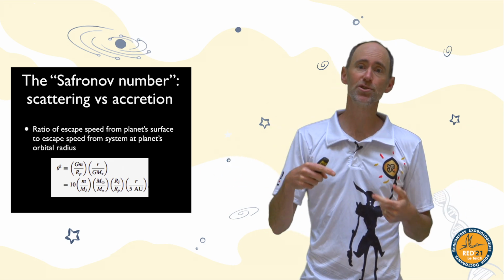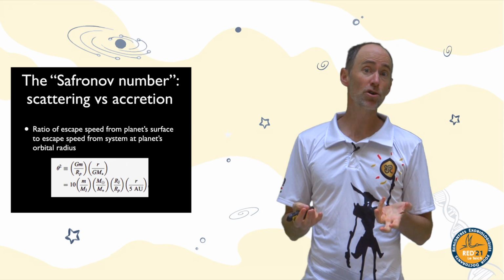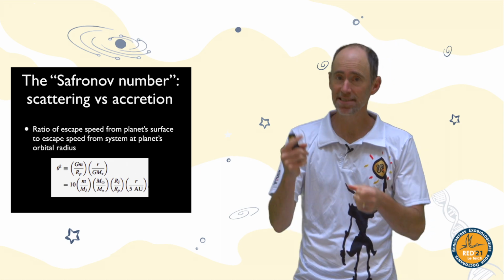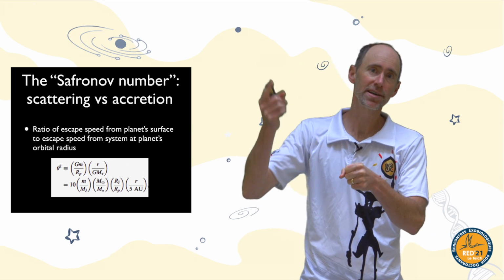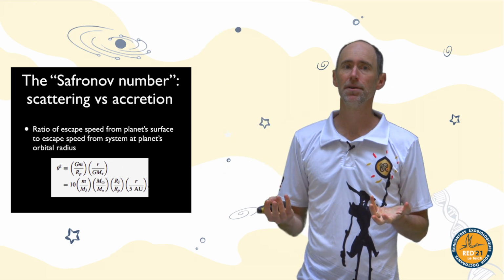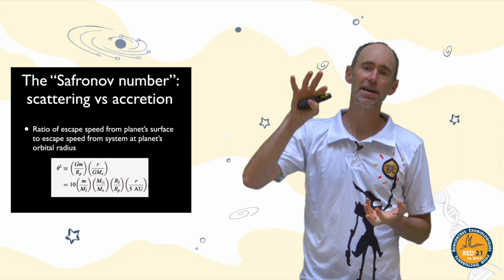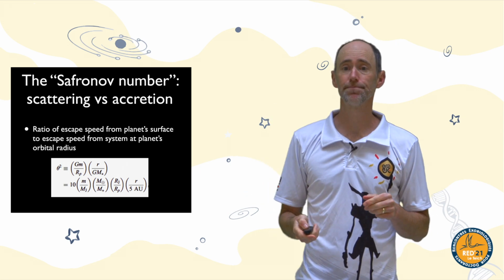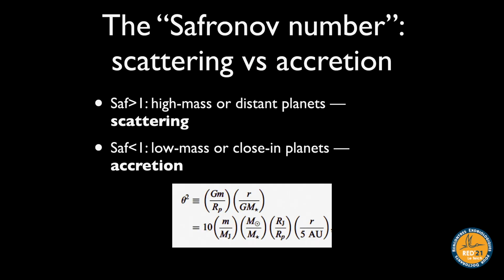Sometimes things do bash into Jupiter, and Earth can, in principle, actually eject things as long as it gives many, many small kicks to reach escape. But most of the time, Jupiter's dynamics are dominated by scattering and Earth's by accretion. And I just said this, but you get the idea. Once again, high Safronov number, scattering; low Safronov number, accretion.